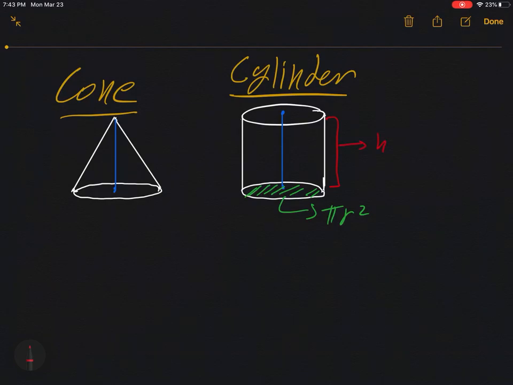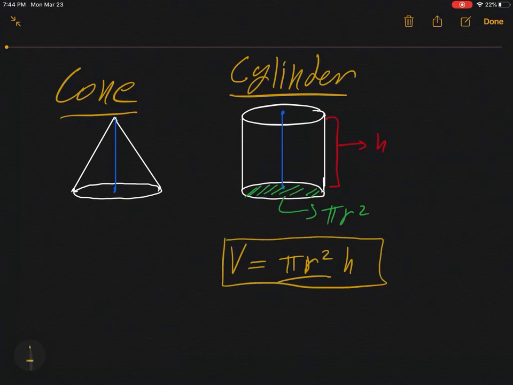If a cylinder has a circular base of area pi r squared and a height of h, we know previously that the volume of that cylinder is just equal to the area of the base, pi r squared, multiplied by the height h. This is the formula for the volume of the cylinder.